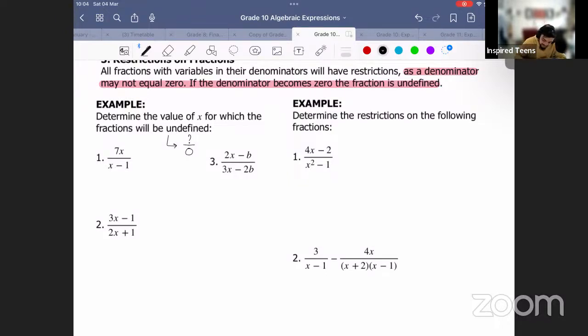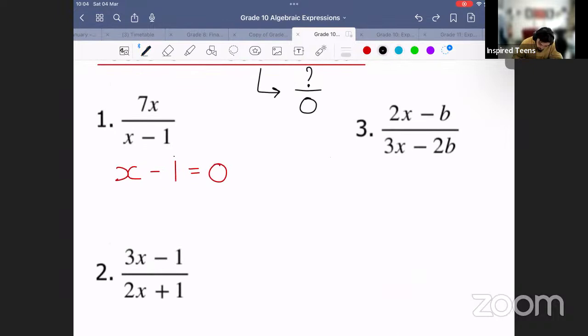In this case, they ask for which x values the fractions will be undefined. So we know the denominator needs to be 0. We take our denominator, which in this case is just x minus 1, and equate it to 0. This tells us the values that make it undefined, because undefined is when the denominator is 0. Then I leave the variable alone. I take 1 over to the other side as a positive, or I just add 1 on both sides. x is equal to positive 1. So when x is equal to positive 1, the fraction is undefined.